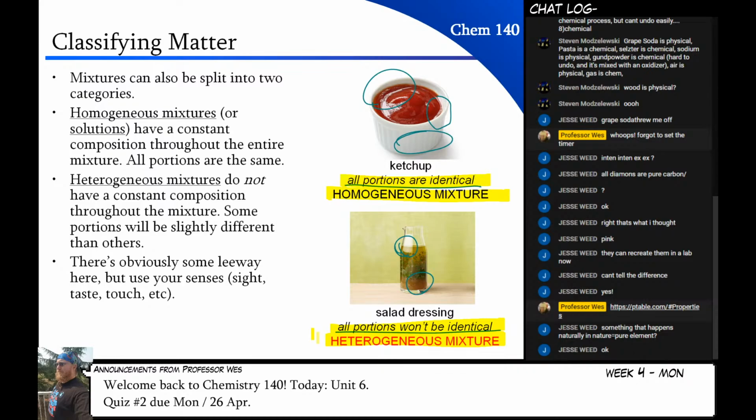And so, was it this class that we did that example? It must have been, yeah. So you would find iron as a compound, as iron oxide.